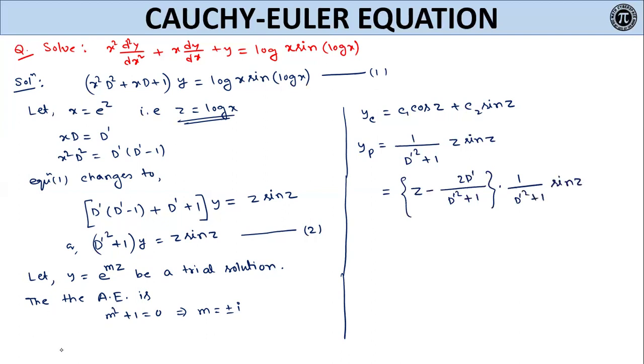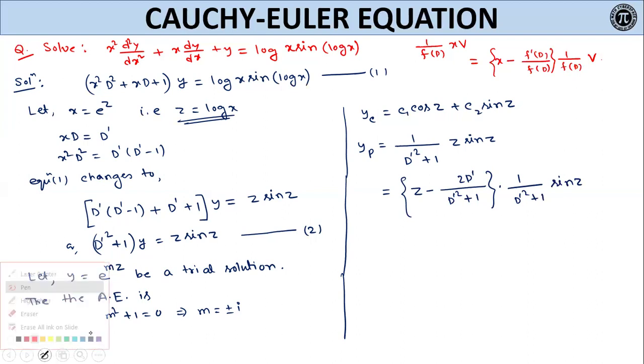Let me write the formula again. If the right hand side is of the form x into v, then the particular solution will be x minus f dash divided by f, into 1 by f into v. This is the formula. Okay, I have written this. Now let's calculate. This is equal to z minus 2d dash divided by d dash square plus 1.